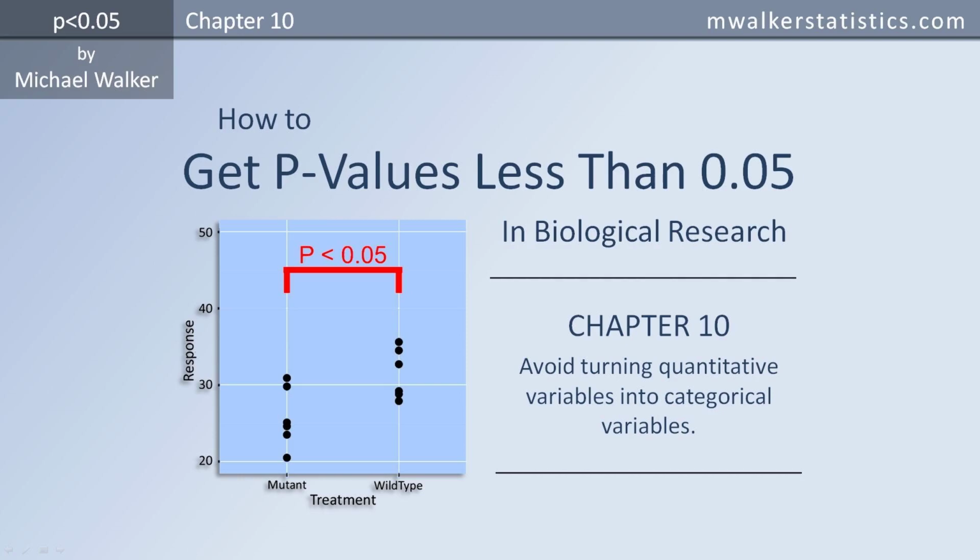How to get p-values less than 0.05 in biological research. Chapter 10. Avoid turning quantitative variables into categorical variables.